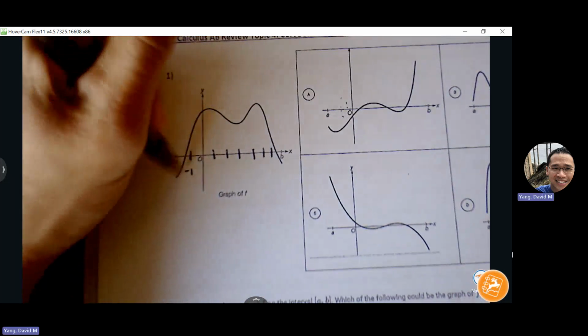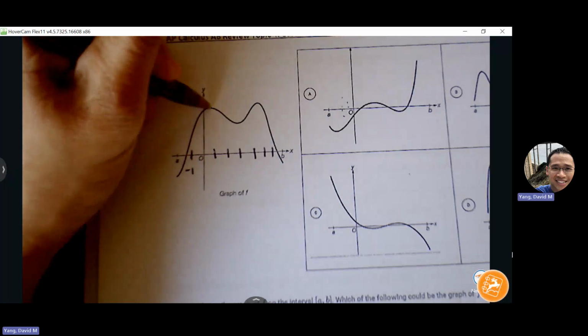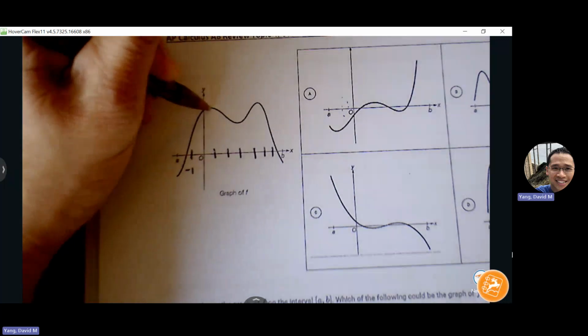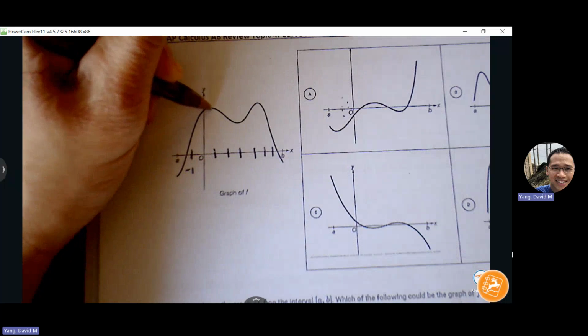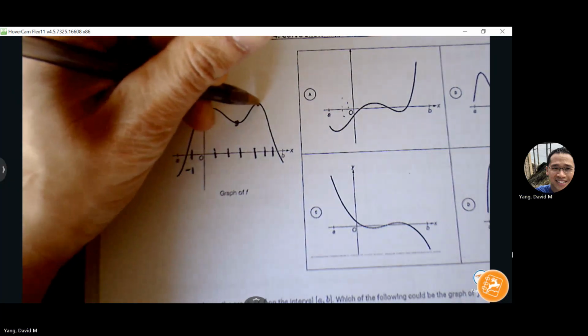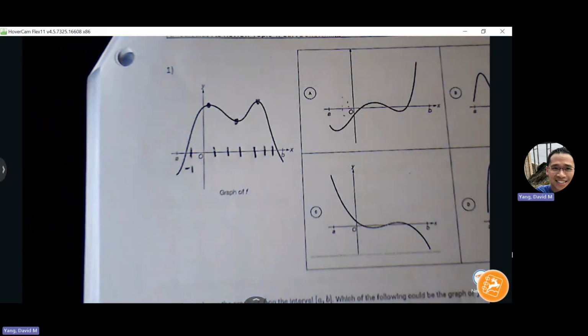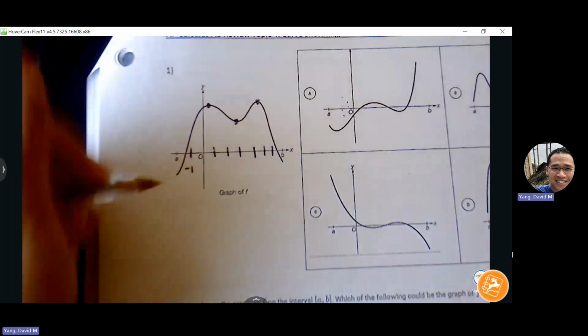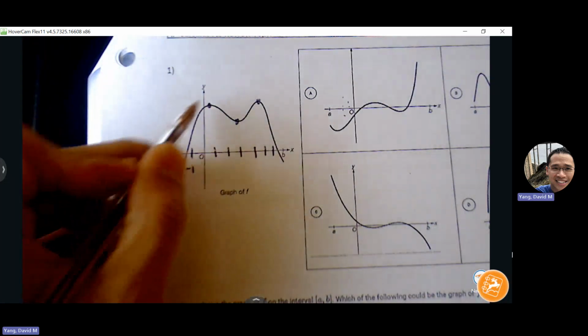Okay, so if we had to guess, I think we can tell where the peaks and valleys are, right? So we can expect maxes and mins to be there. We can estimate where our points of inflection are. Points of inflection are where our concavity changes from concave up to concave down.